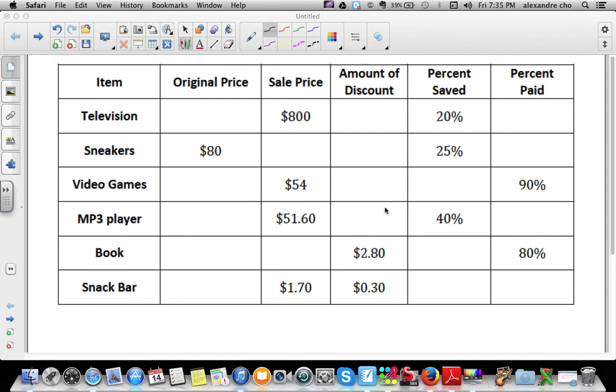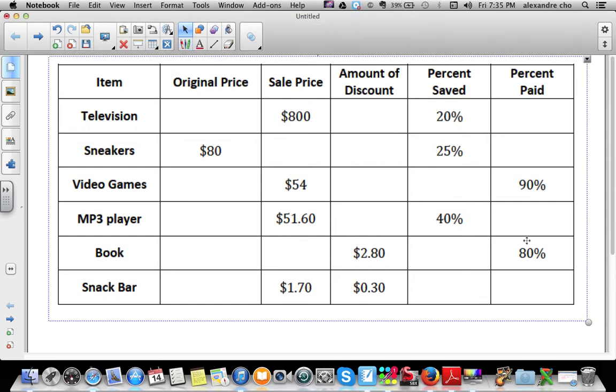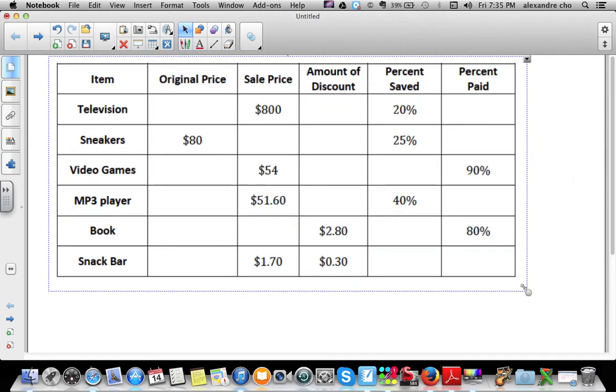So on page 125 you have something like this. You have a chart and you're supposed to fill in the blanks. Okay, so let's take a look at the first one. It says that the sale price is 800, that's after a discount of 20%. That's the clue that I have. Okay, so I want to find out what was the original price. Let me see if I can make this a little smaller. Yes, I can, so I get a little more room at the bottom.